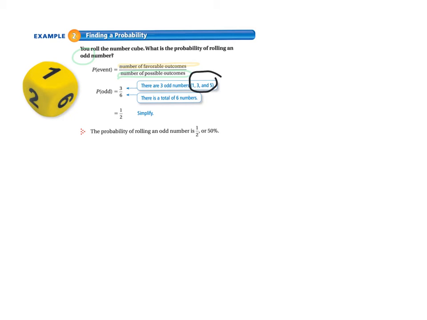Now I simply simplify that. Looks like I can divide the top and bottom by 3. 3 divided by 3 is 1. 6 divided by 3 is 2. So the probability here is 1 over 2, which is the same thing as 50%.